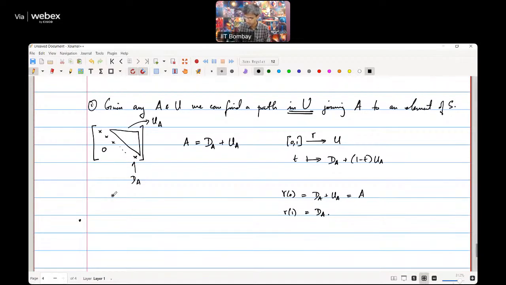So this path gamma joins A, and notice that we're just scaling the upper triangular part by 1 minus t. The diagonal entries are not changed at all. Therefore every gamma of t is inside U, the upper triangular matrices. So this path gamma joins A with D sub A. D sub A is a diagonal matrix, right? So D sub A is this diagonal matrix.